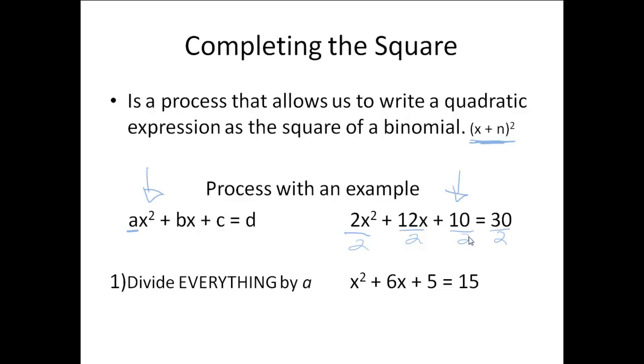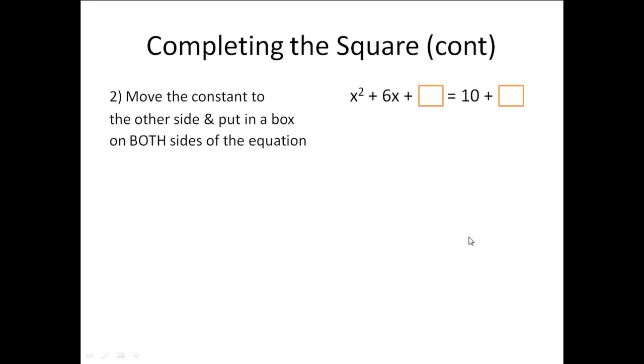Our second step is we need to move the constant to the other side and put in a box on both sides of the equation. I'm going to rewrite our equation from the previous page up here. So we had x squared plus 6x plus 5 is equal to 15. Our constant is the term without a variable. So I need to subtract 5 from both sides, and I also need to put in this empty box. When I subtract 5 from both sides, these 5's cancel each other out, and 15 minus 5 is where this 10 comes from. So step 2: move the constant and put a box on both sides of the equation.